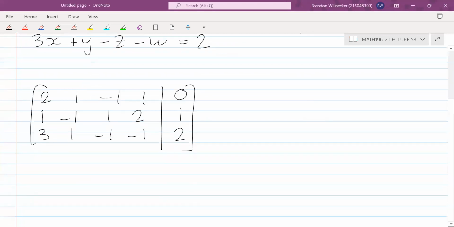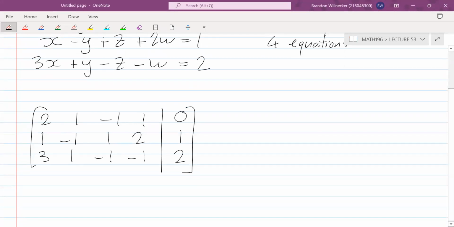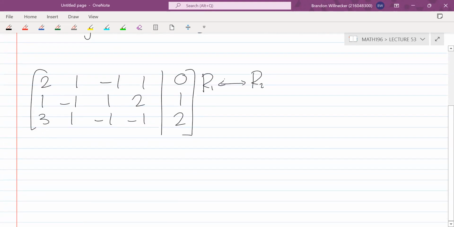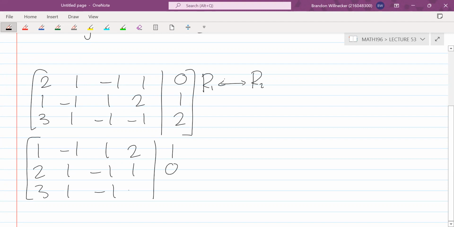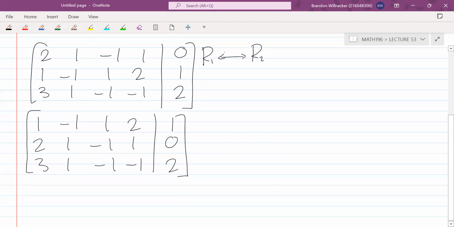Okay, so let's do this one. So we need a 1 in the first entry. It's got a 2 there. The second row starts with the 1, so we could just swap rows 1 and row 2. Okay, so we get 1, minus 1, 1, 2, and 1. 2, 1, minus 1, 1, and 0. 3, 1, minus 1, minus 1, and 2. Okay, so now we need to get rid of the 2 and the 3.